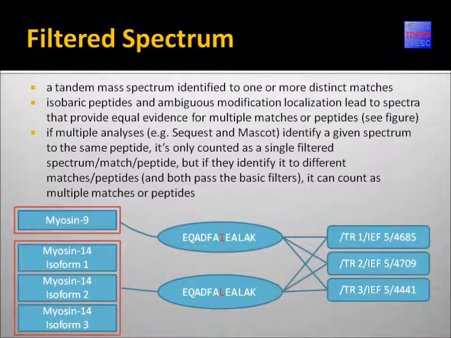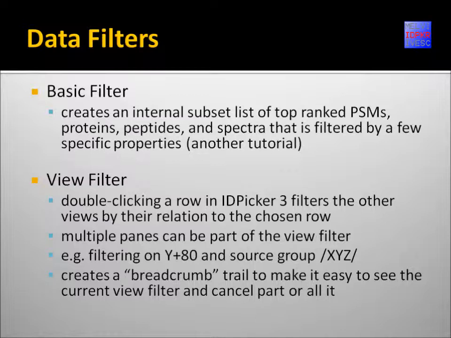Data filters in IDPicker are important because it allows you to filter the report to get the subset of results you want to look at. There are 2 kinds of filters. The basic filter is applied to the IDPDB to create an internal subset of top-ranked PSMs and their associated proteins, peptides, and spectra. The features of the basic filter are covered in another tutorial. The view filter doesn't modify the IDPDB, it just changes the way the database is queried and how the results are presented. You can create a view filter by double-clicking most rows in the various views, or by selecting multiple rows by Control or Shift-clicking and then pressing Enter. View filtering is covered in detail in another tutorial as well.